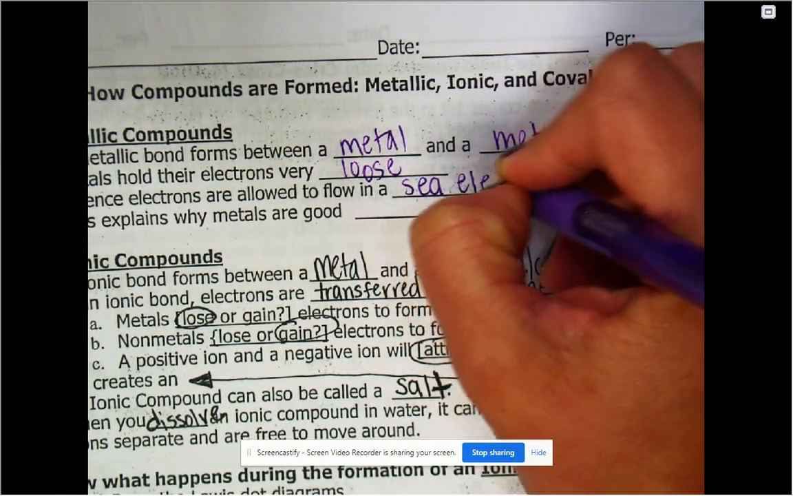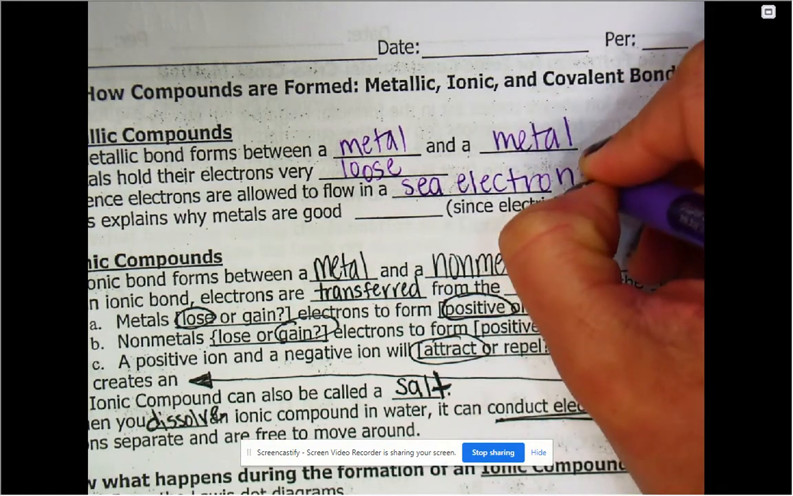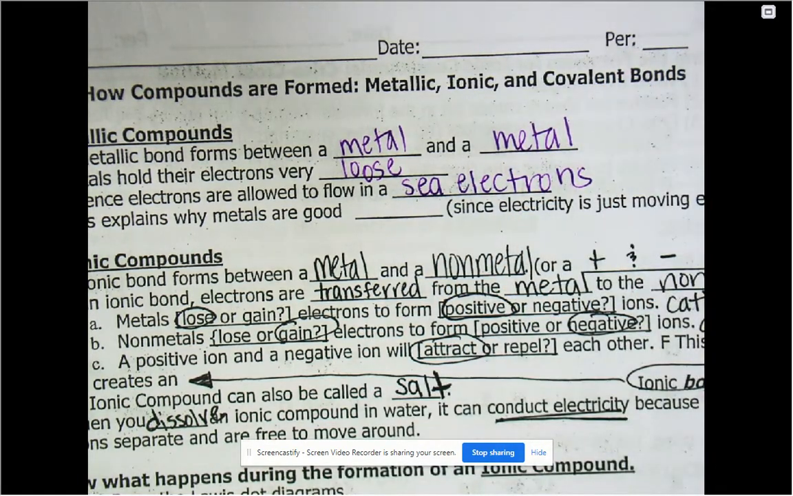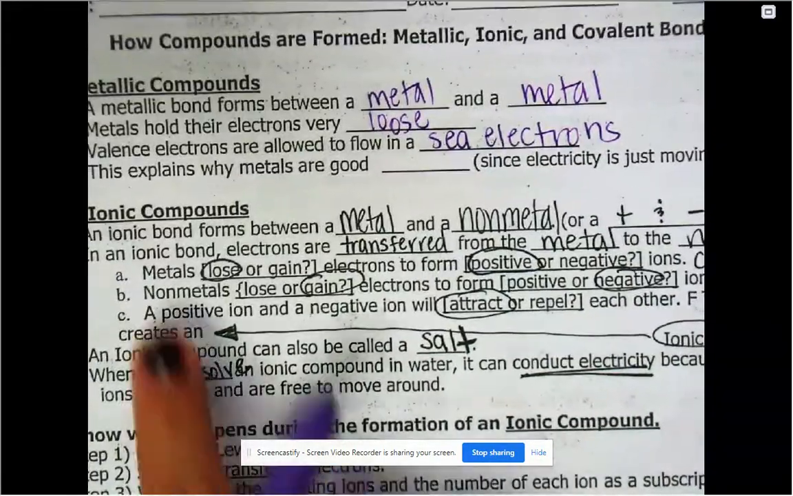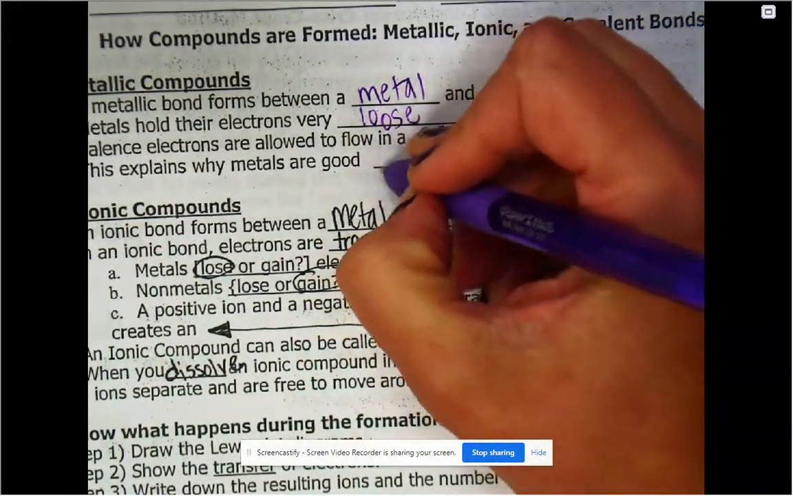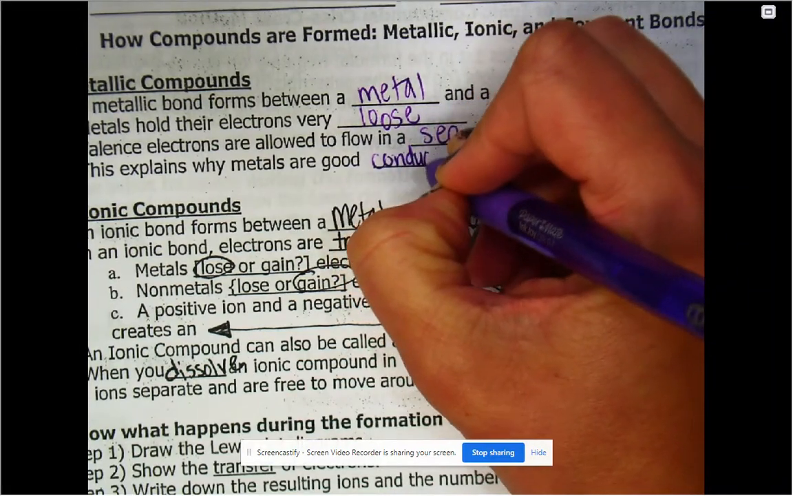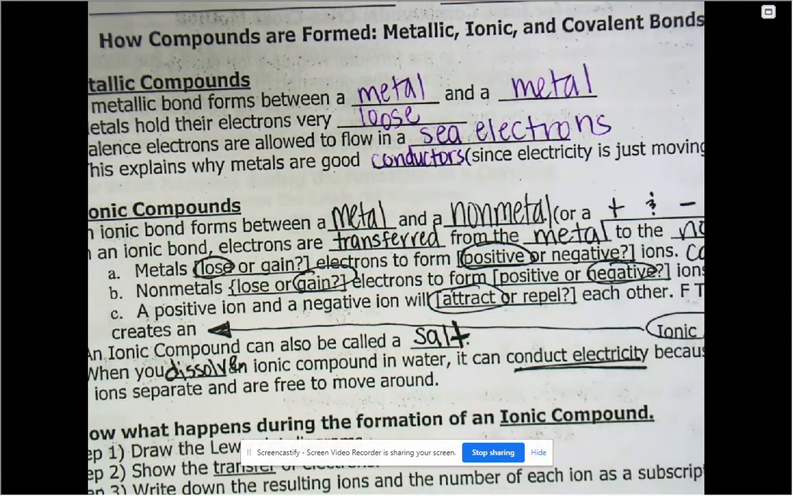Do you guys remember I showed you the little video clip that showed them not attached to their atom, right? They're kind of playing hot potato the whole time. Okay? All right. And then finally it says, this explains why metals are good conductors. All right. So that's cool. But we're going to put that to the side because we're going to talk about ionic stuff again.